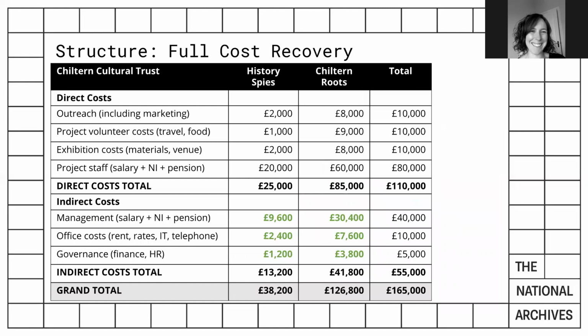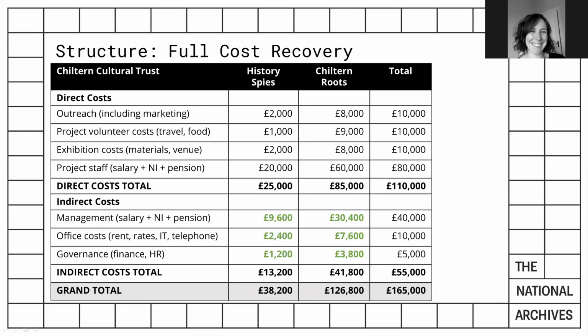So we do that all the way down those headings in my indirect costs, and what we end up with is our full cost recovery model. Our full cost of running History Spies is not 25 grand, it's actually 38,200. And likewise, the true cost of running Chiltern Roots is £126,000.